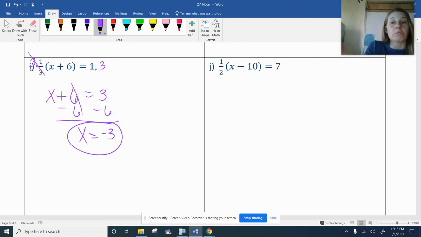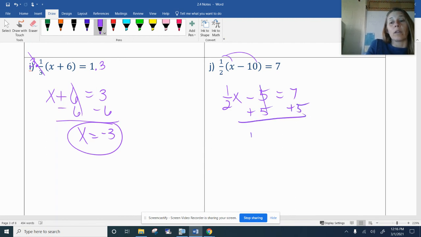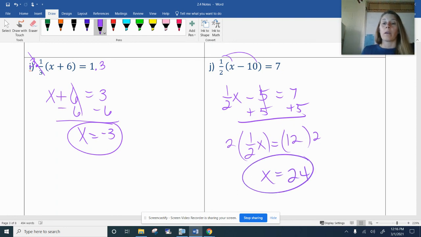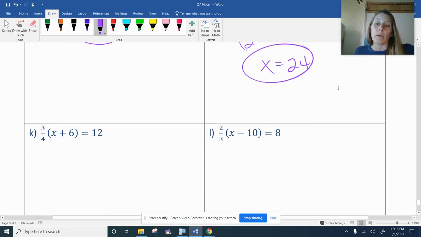On this one, I'll distribute this time just to mix it up. We have 1/2 x minus half of 10, which is 5. We're going to add the 5. That gives me 1/2 x equals 12. And now I still have to multiply by reciprocal anyway. X equals 24. All right, so those are some multi-step equations.